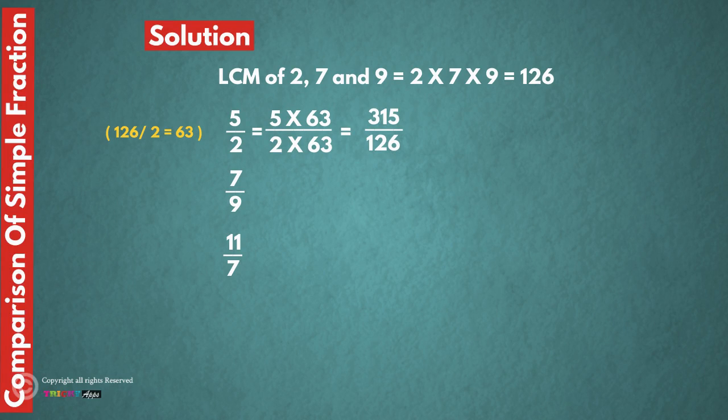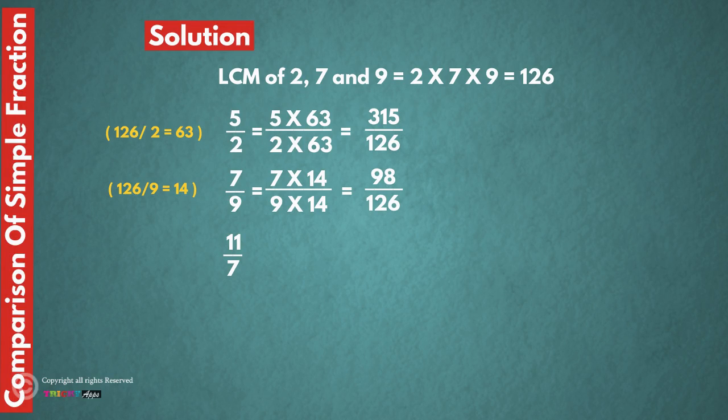In the same way, to equate the denominator of 7 by 9, that is 9, with 126, we need to multiply the numerator and denominator by 14. So 7 by 9 will be 7 into 14 divided by 9 into 14, and that is 98 by 126.